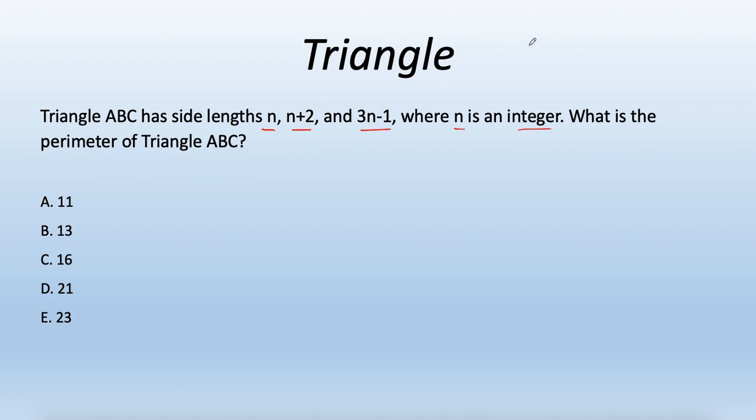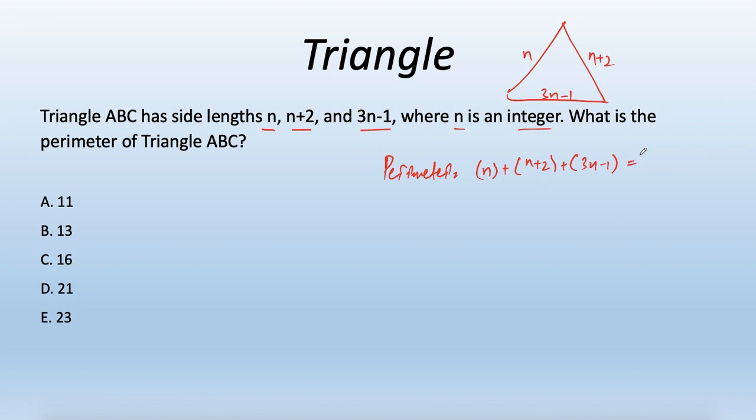So we have a triangle with three sides. One is n plus 2 and one is 3n minus 1. So we are asked what is the perimeter? First of all, perimeter is a length, the sum of all three sides. So perimeter is equal to the sum of three sides, which is n plus 2 plus 3n minus 1. So this will be 5n plus 1.